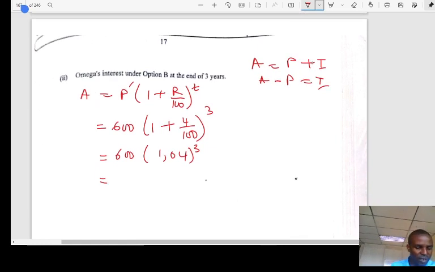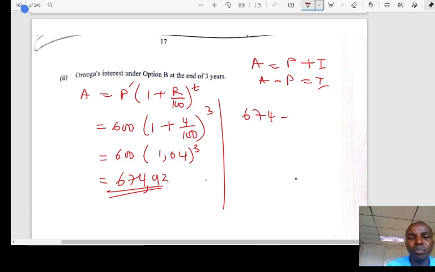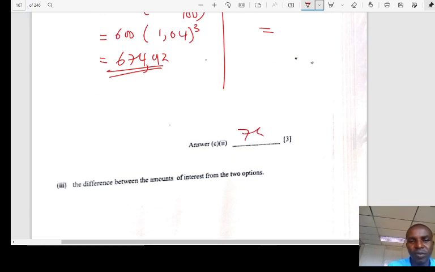Then you can use your calculator. 600 times 1.04 to the power 3, which is cubed. What do you get? You get 674.92. This one is the amount. Let's subtract the principal, so it will be 674.92 minus 600 to get the interest. You get 74.9184, which is 75. Done.